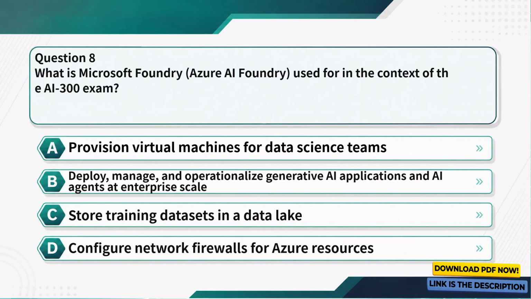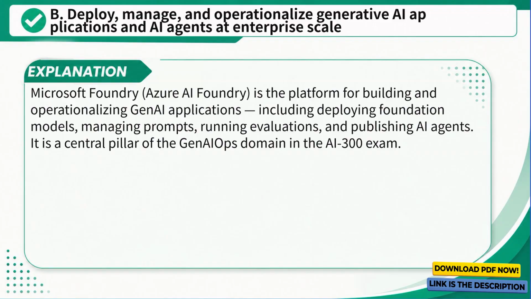Question 8. What is Microsoft Foundry, Azure AI Foundry, used for in the context of the AI-300 exam? A. Provision virtual machines for data science teams. B. Deploy, manage, and operationalize generative AI applications and AI agents at enterprise scale. C. Store training datasets in a data lake. D. Configure network firewalls for Azure resources. Correct answer. B. Deploy, manage, and operationalize generative AI applications and AI agents at enterprise scale.